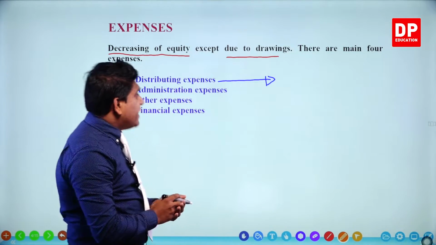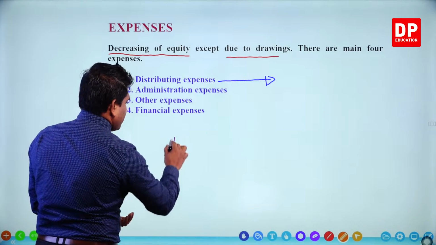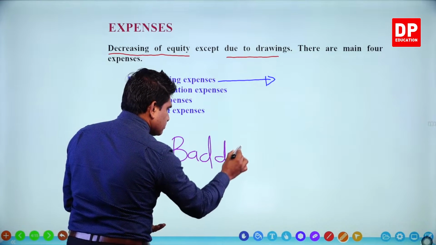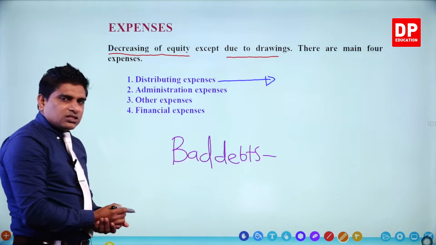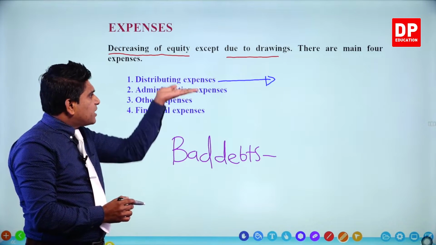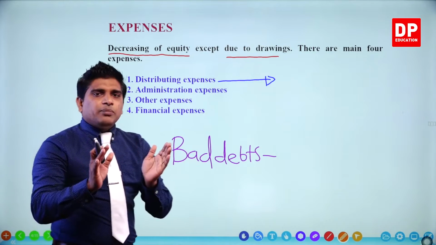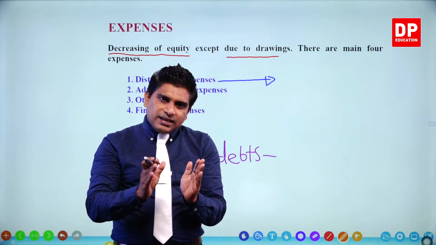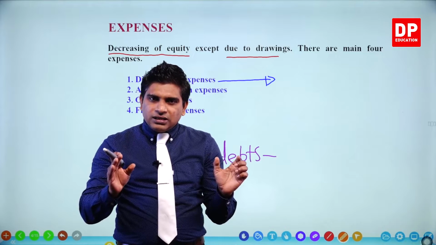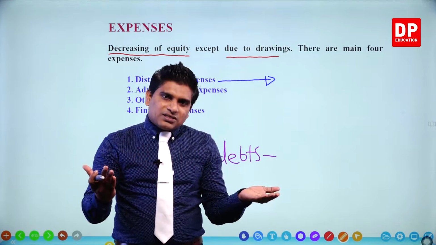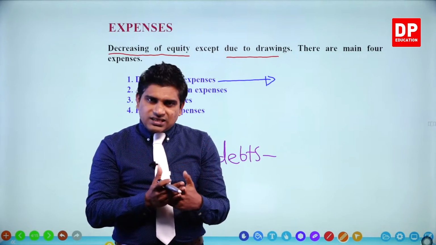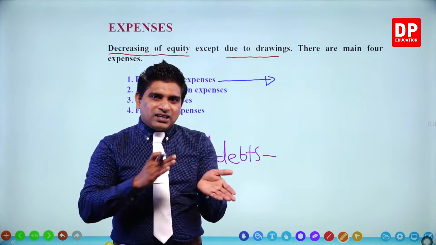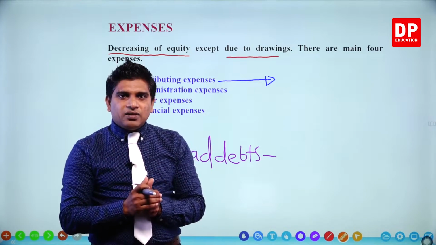Bad debts, not good debts, right? Bad is bad. It is a loss. That loss, that expense, also comes under the distributing expense category. Remember, the first expense category is the distributing expense category. There you can write only distribution-related expenses, which promote the sales: advertising, bad debts, sellers' commission, like that. When we practice 1, 2, 3 questions, you can understand very well, right?